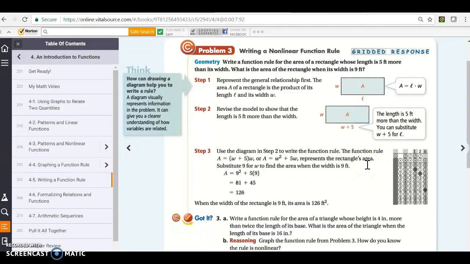Represent the rectangle's area. Substitute. Now we're going to do the second part. It says what's the area of the rectangle when the width is 9 feet. We're going to substitute in 9 for w, and we get 126.